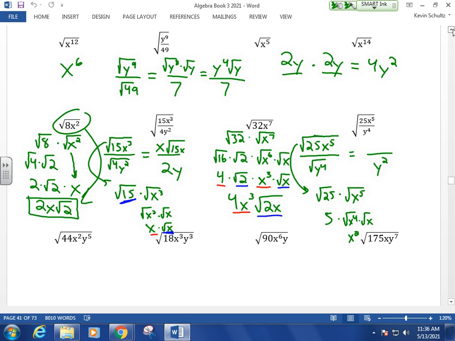So what's outside the roots? Our 5 and our x squared go together. And what's inside the root? The x is there. 5x squared root x over y squared.